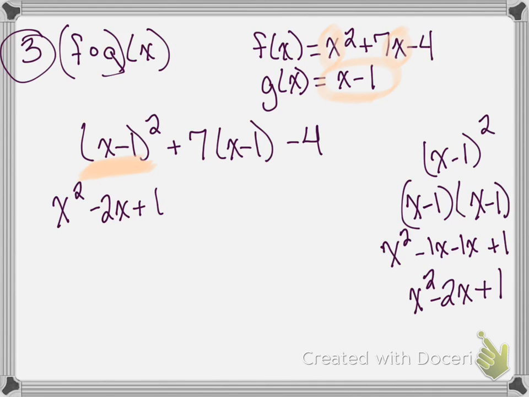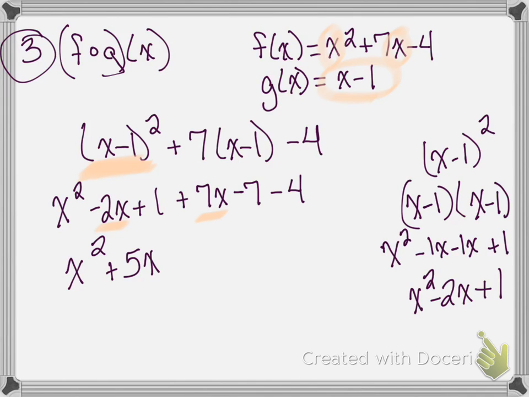Now I'm going to distribute my 7, so I'm going to have 7X minus 7. Now I combine like terms. I don't have anything to combine the X squared with, so I keep it as X squared. Then I have negative 2X and positive 7X. That is going to give me positive 5X.